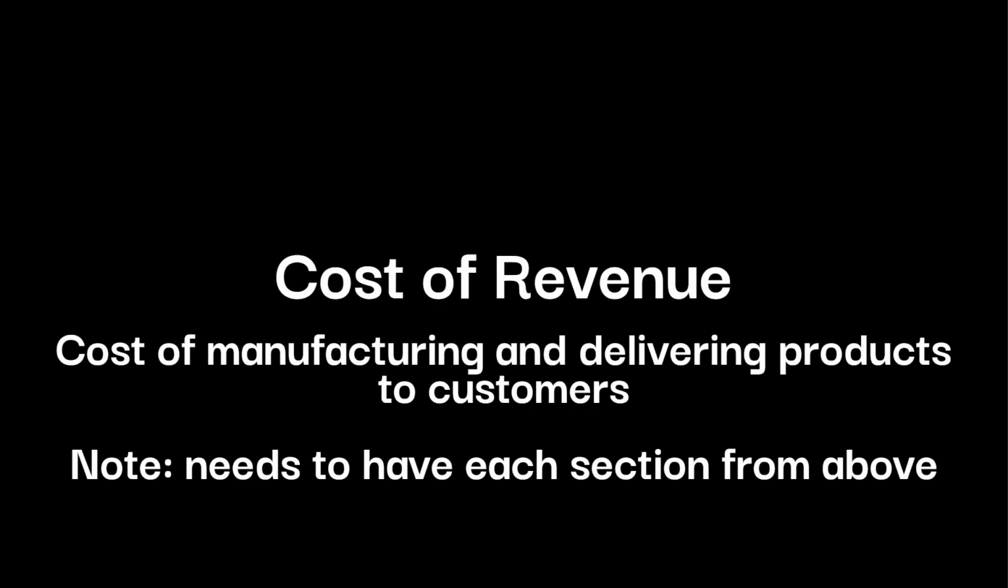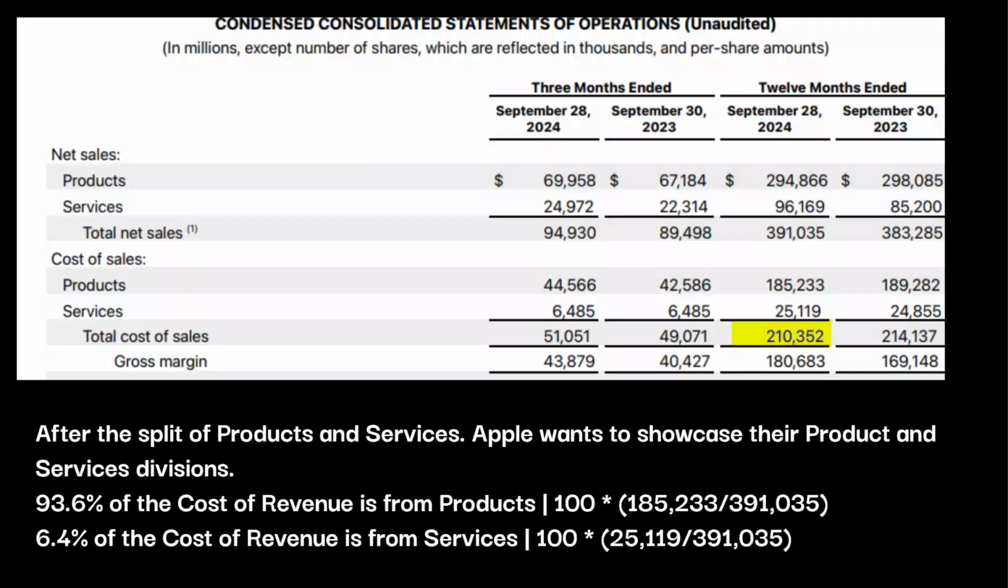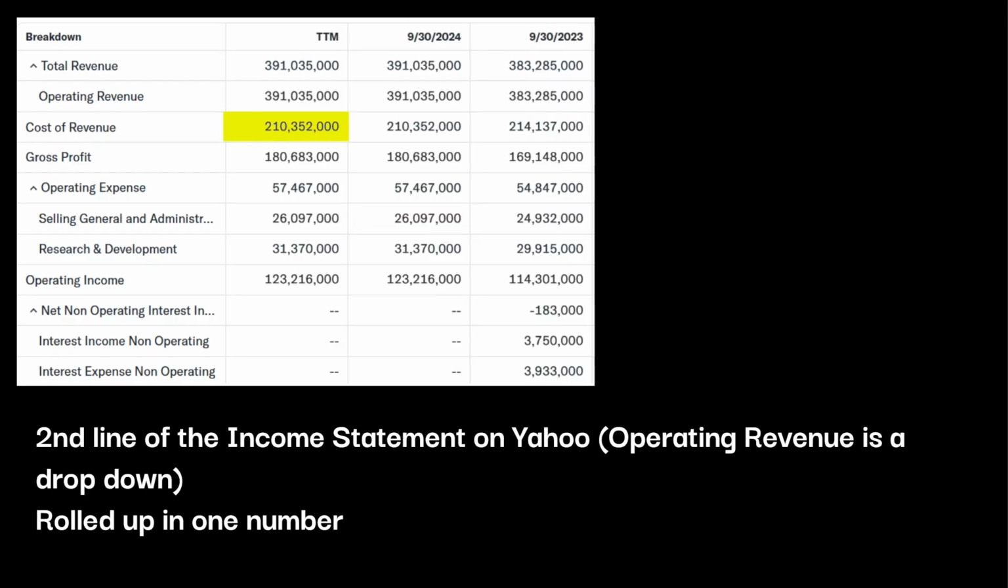Now let's take a look at cost of revenue. And this is the cost of manufacturing and delivering products to customers. What you need to know also is if we break up the sections from above, you need to have each section from above also in the cost of revenue. So you'll see we have net sales with products and services. Well, you have cost of sales with products and services as well. So you can specifically see how much of the total cost of sales is from services or how much is from products. And you can see 93.6% of the cost of revenue is from products, whereas 6.4% of the cost of revenue is from services, which is really interesting, right? Most of your costs being product versus services only being 6%.